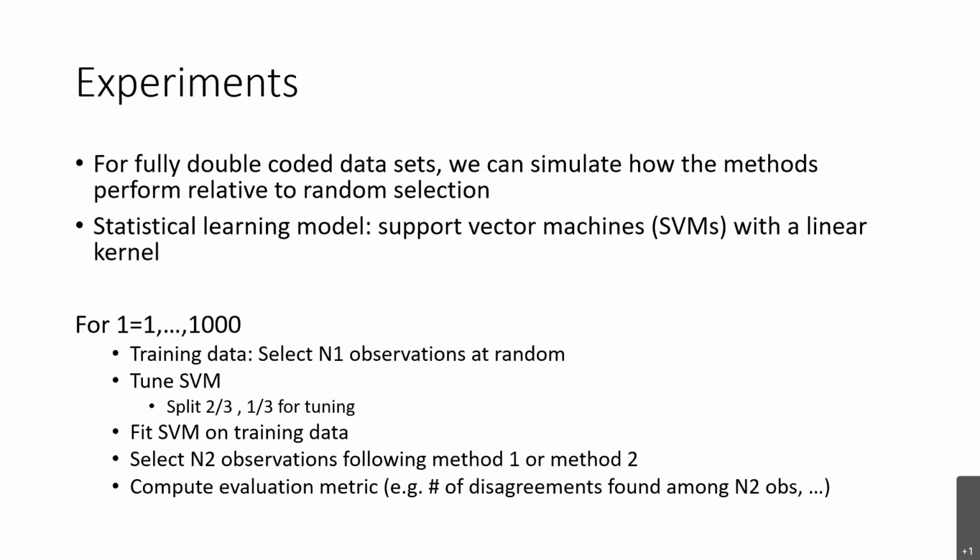We fit the SVM on the training data, and then, depending on the method, we choose N2 observations following method 1 or method 2, the most suspicious observations. And then we compute an evaluation metric, such as the percentage of disagreements or something like that.